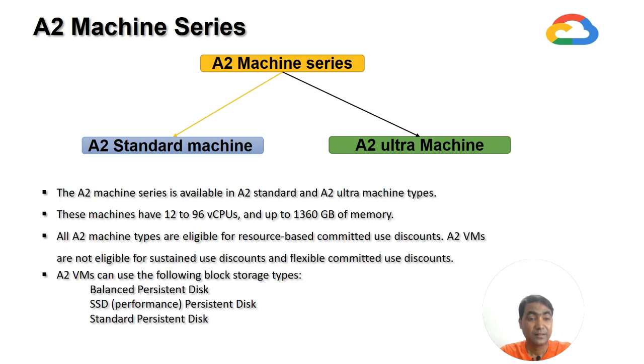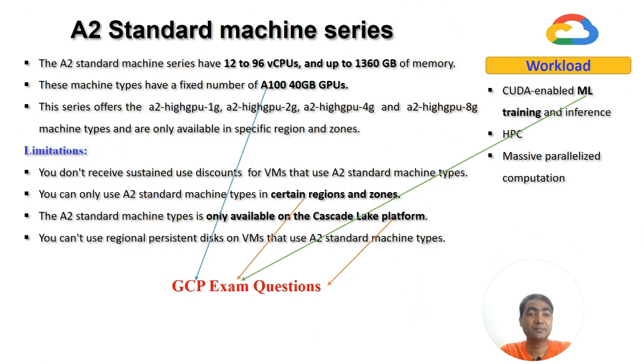As you can see here, A2 machines have 12 to 96 vCPUs and up to 1360 GB of memory. A2 VMs can use the following block storage types: balanced persistent disk, SSD persistent disk, and standard persistent disk. As you can see here, the A2 standard machine series has 12 to 96 vCPUs and up to 1360 GB of memory.